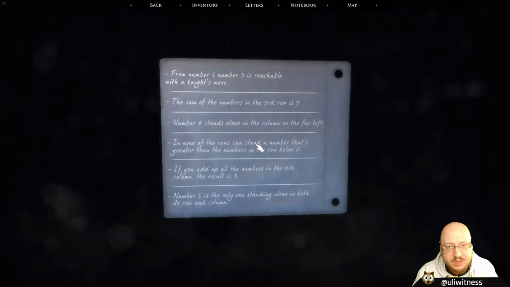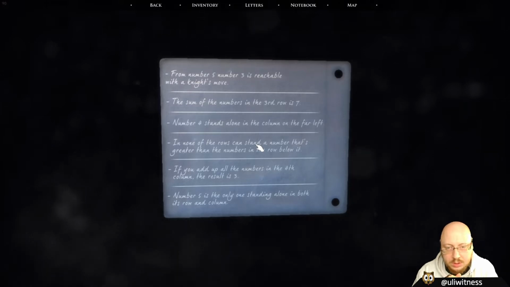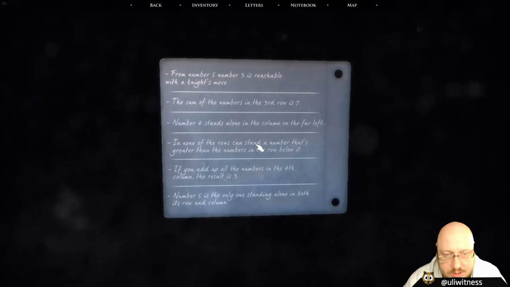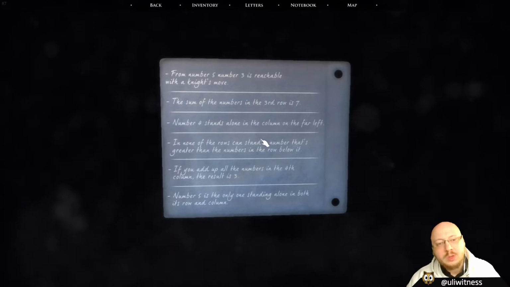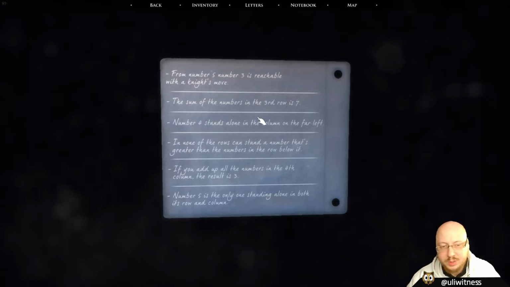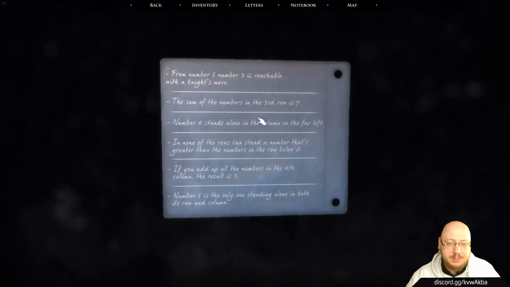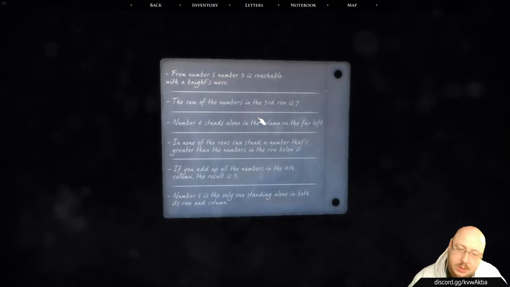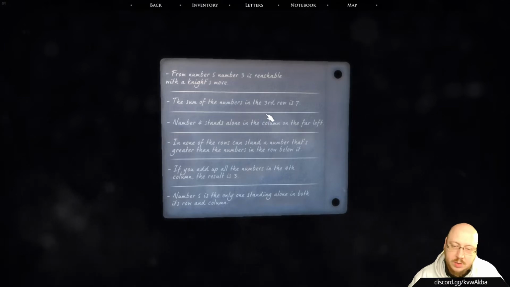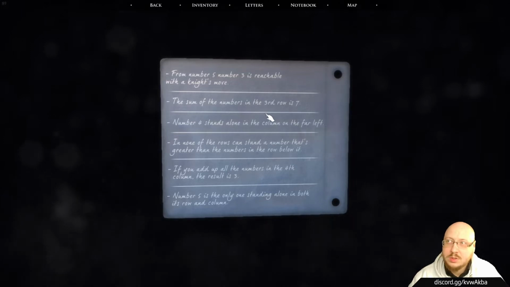From number 5, number 3 is reachable with a knight's move. The sum of the numbers in the third row is 7. Number 4 stands alone in the column on the far left. In none of the rows can stand a number that's greater than the numbers in the row below it. If you add up all the numbers in the fourth column, the result is 3. Number 5 is the only one standing alone in both its row and column. That looks suspiciously like a Sudoku.